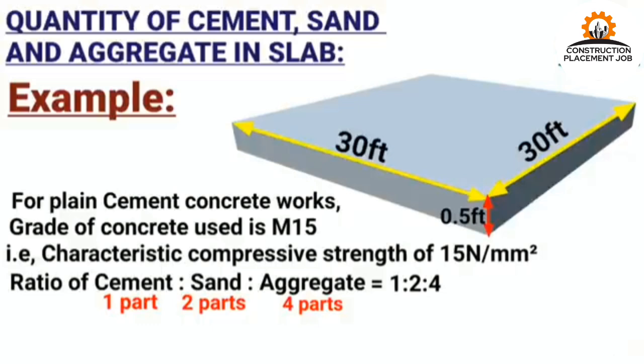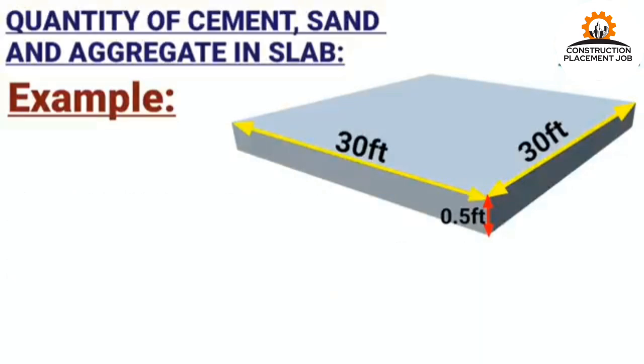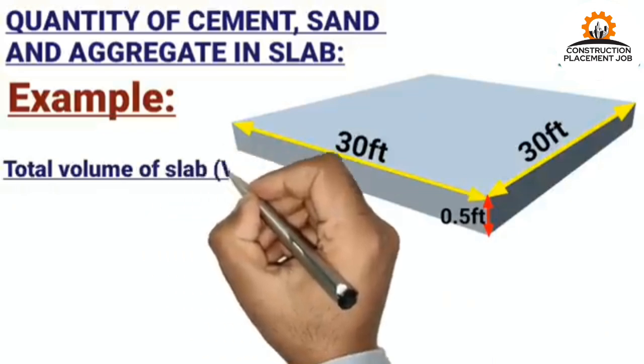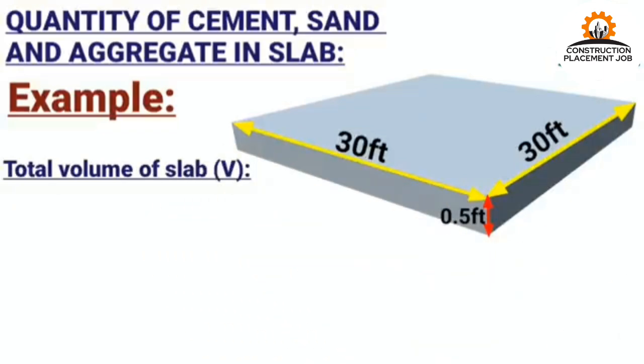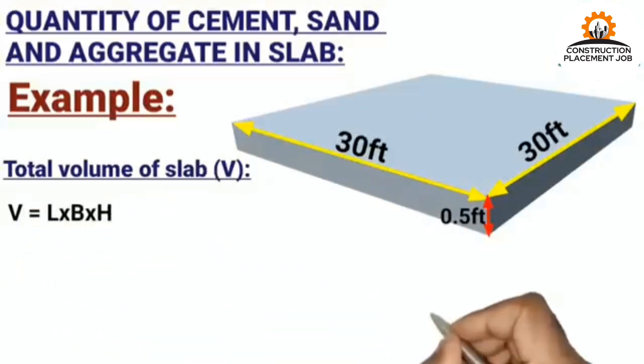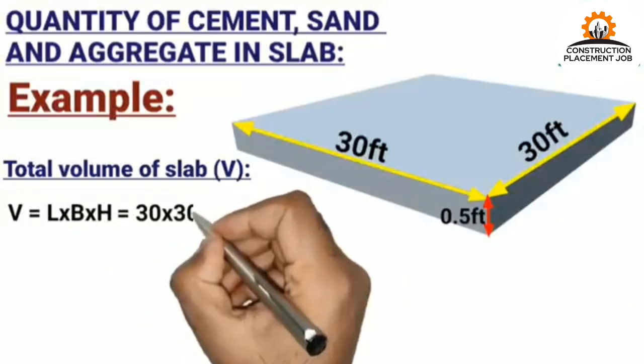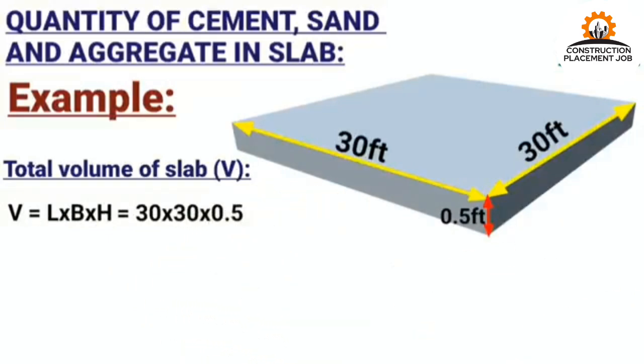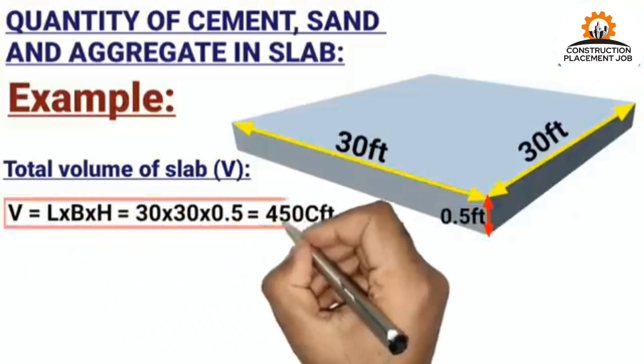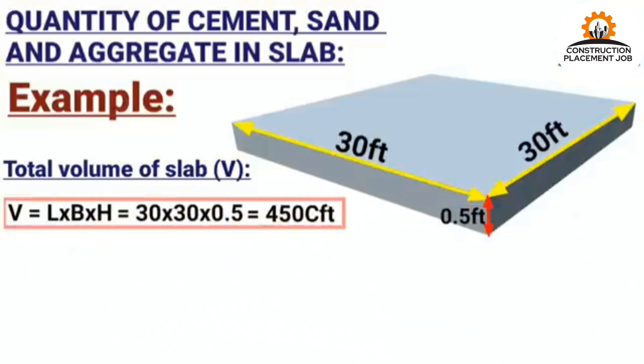In order to calculate the quantity of material used in slab, we need to calculate first the total volume of slab, which is given by: total volume of slab is equal to length of slab, which is 30 feet, into breadth of slab, which is also 30 feet, into thickness of slab, which is 0.5 feet. So finally we will get total volume equal to 450 cubic feet.